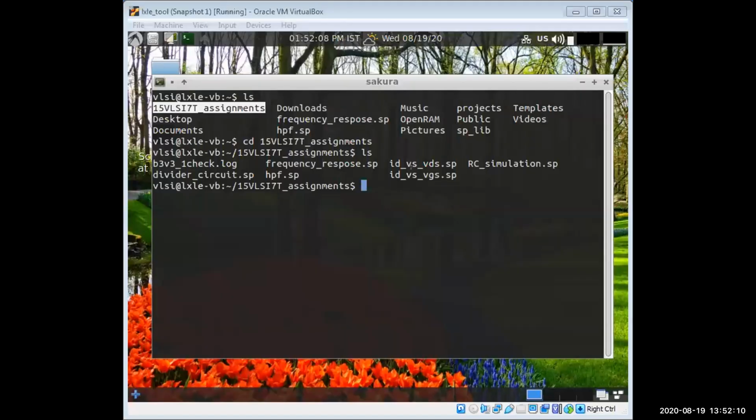Why are we taking the square root of ID? So that you will get a linear slope, and easily we can calculate VT. And lambda, how she explained, you will calculate the lambda value, and body effect also. So everyone understood this thing, I think. Okay, now she will implement this.